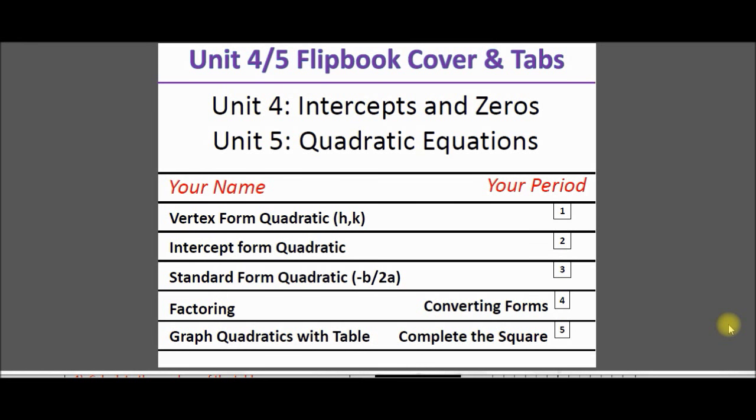We're going to be covering 2 units in this flipbook, and there's a lot less for you to have to watch in this particular unit, and we'll spread it out over probably the next 3 or 4 weeks.